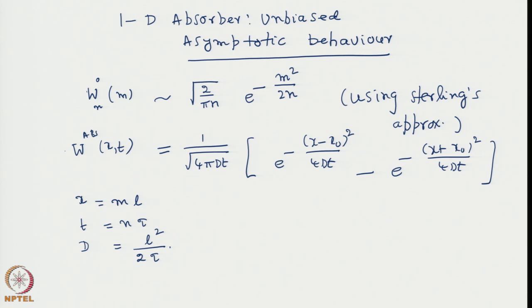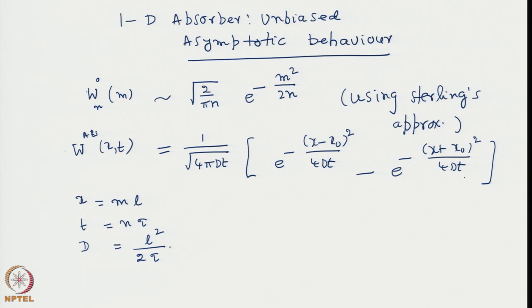So, it has all the properties that we saw. For example, when x equal to 0, this function will be e to the power minus of minus x naught whole square, which is e to the power minus of x naught square divided by 4 dt, and the second term also will be e to the power minus x naught square by 4 dt, it will be 0.